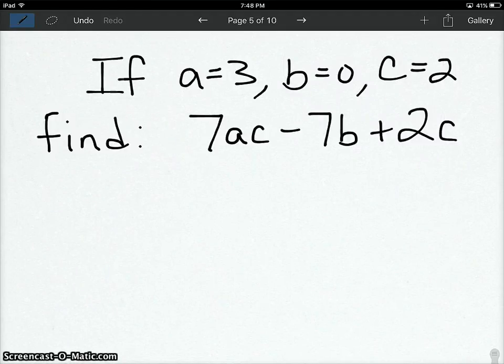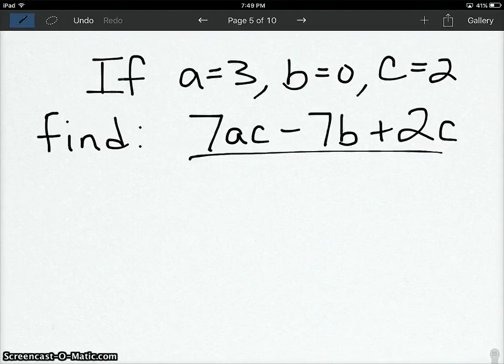Here's another one. It looks like it'd be more complicated, but it's really not. They've just given me, instead of one variable, now I have 3 variables. A equals 3, B equals 0, C equals 2. Right off the bat, this one should make me excited, if you're a math nerd, I suppose, because anytime you have something multiplied by 0, it's always going to be 0. That's going to help me get rid of some of my gobbledygook that I see right here.